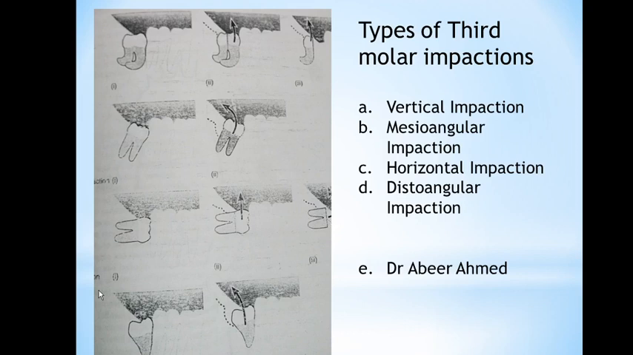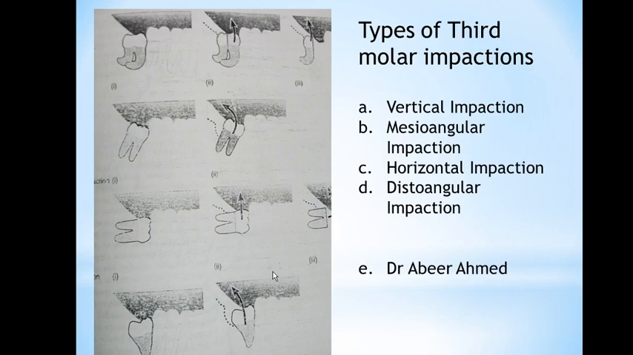Okay, the last one is the distoangular impaction, requiring significant bone removal to permit elevation distally for removal without reimpaction. Okay, so this is how we remove the distoangular impaction.